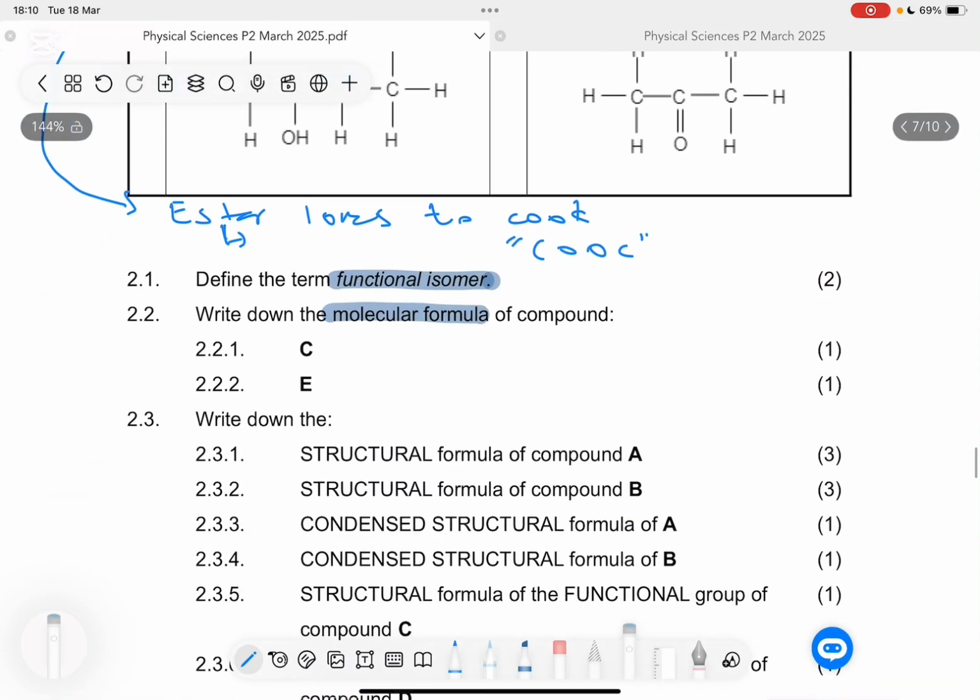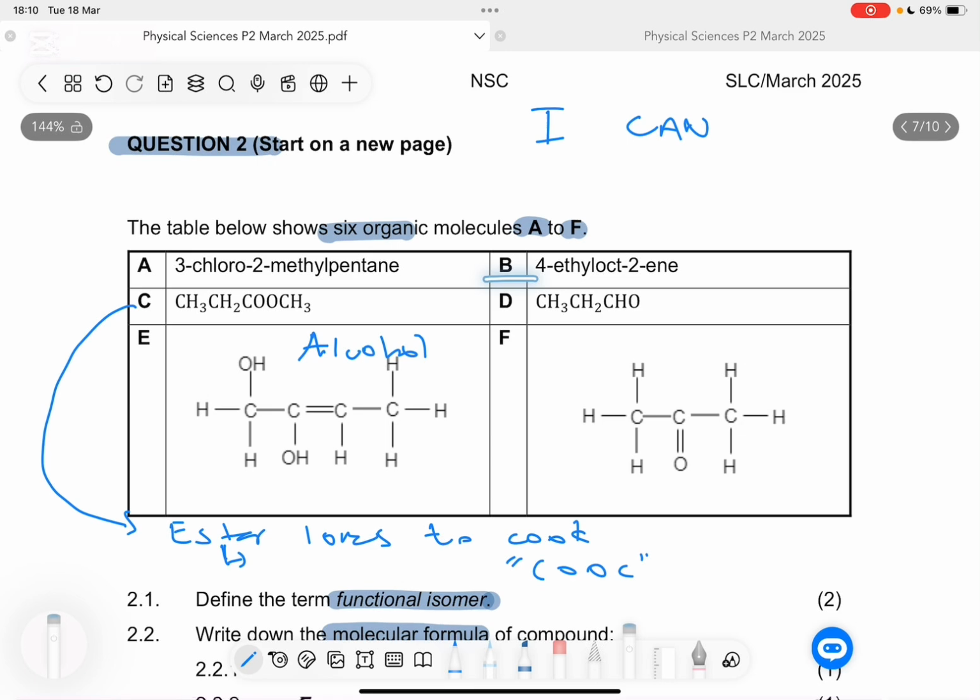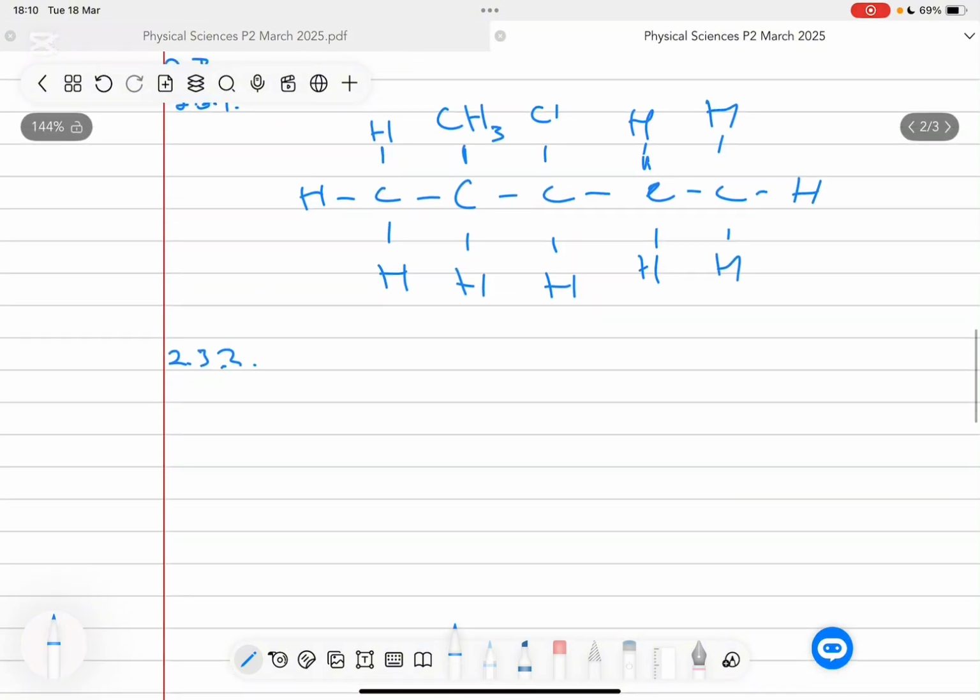Now under 2.3.2, they say draw the structural formula of B. We are now looking at B. So B, we do the same thing. Our main chain, or the longest chain, is actually made up of oct. Oct would mean that we have 8 carbon atoms. So here I'm going to have 1, 2, 3, 4, 5, 6, 7, and 8 carbons there.